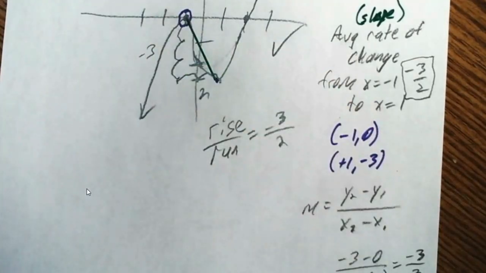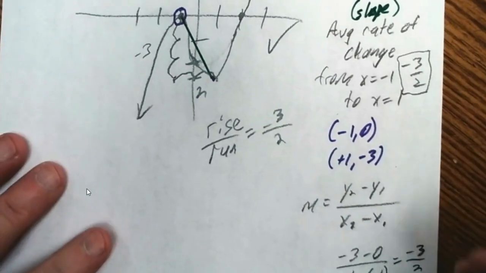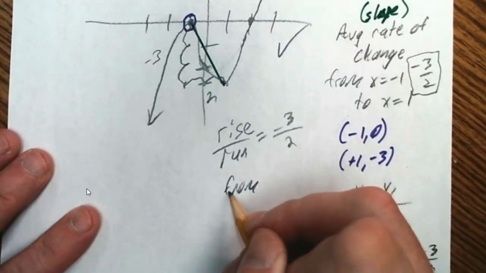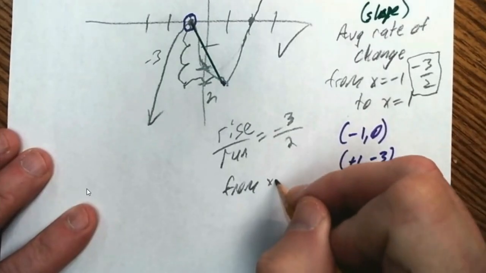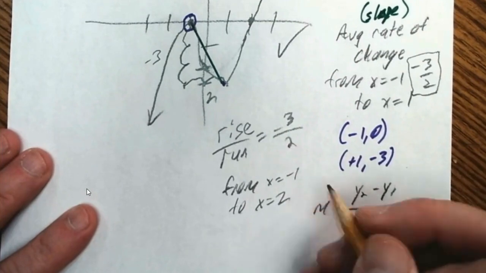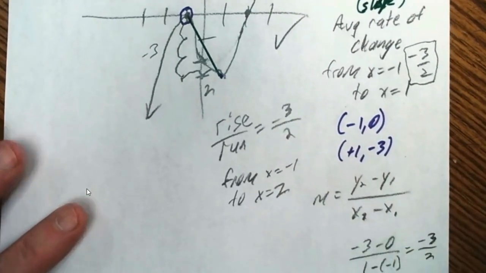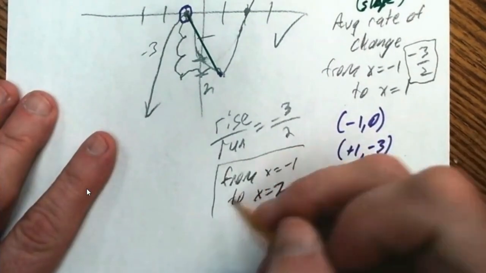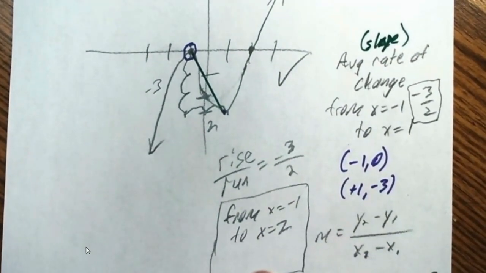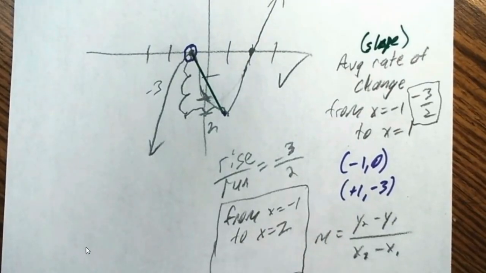Slope between 2 points. Average rate of change. It can be very simple. Maybe they'll say, what's the average rate of change from x equals -1 to x equals 2? How about this one? Who can get that quickly? Anybody? What is the average rate of change from x equals -1 to x equals 2?